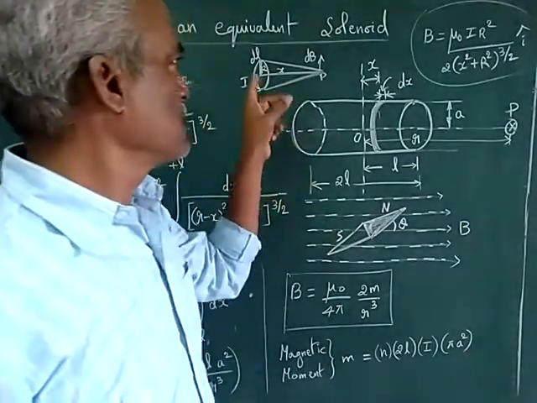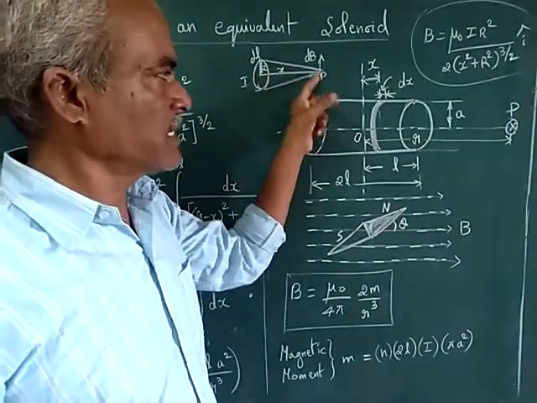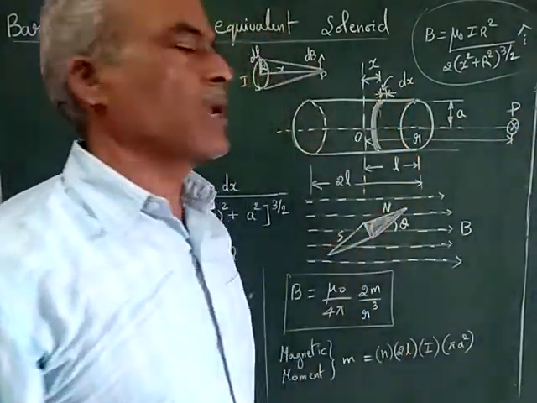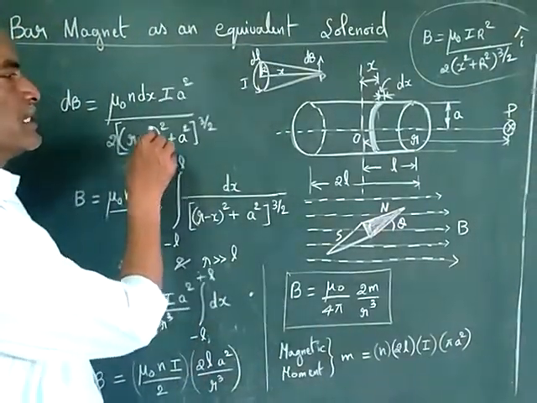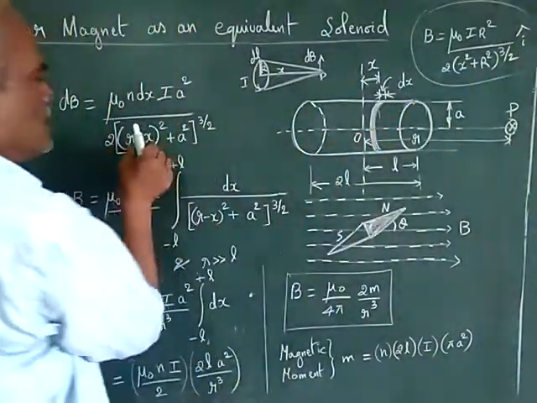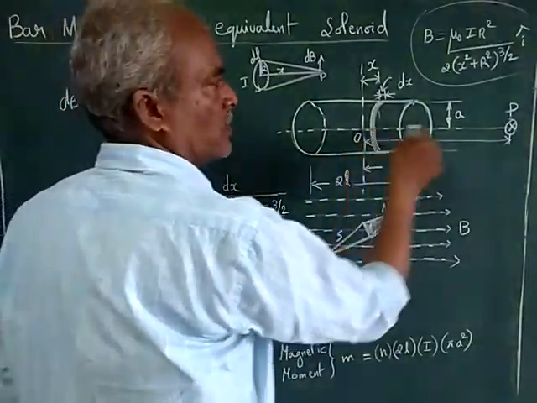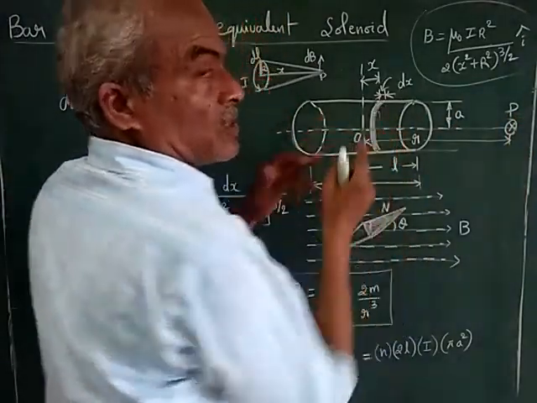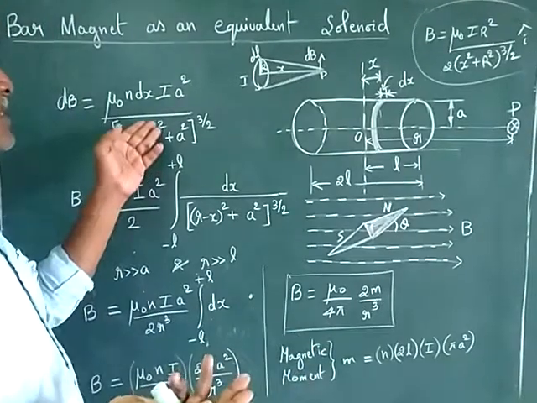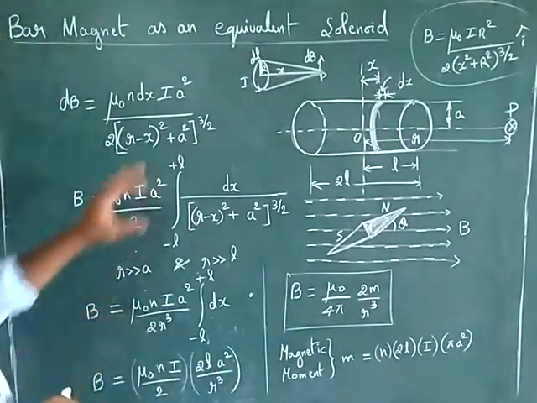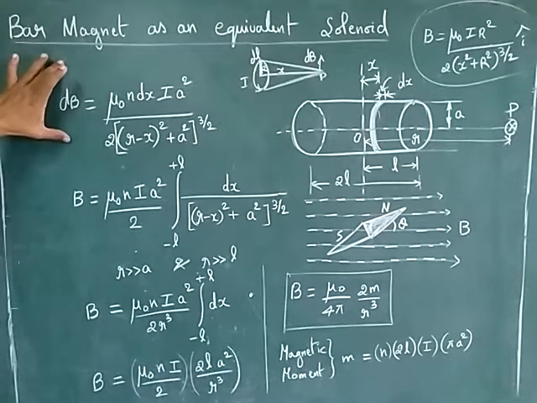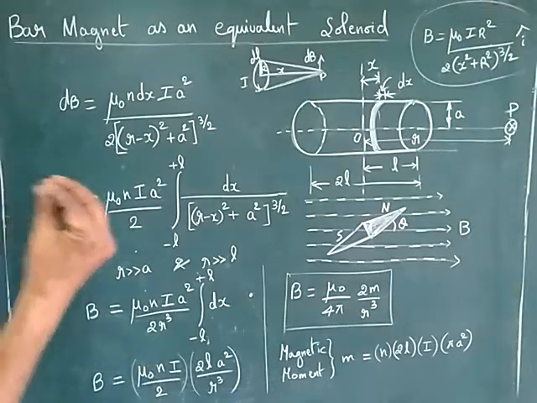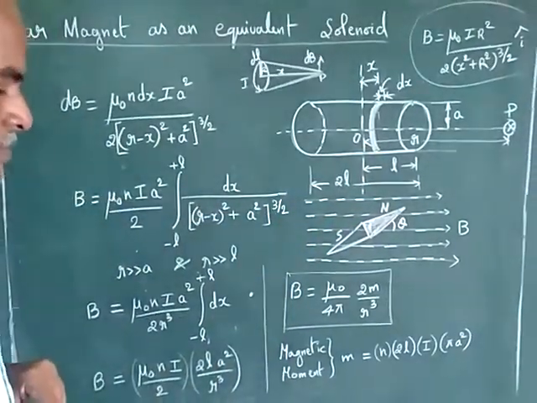The distance from our center to here is x. From here to here it is r, and this distance is x, therefore r minus x. So we have r minus x the whole square, because earlier we had x square. We are dealing from this point to this point, so this distance is r, this distance is x, therefore r minus x. So r minus x the whole square plus a square whole power 3 by 2. That is how we got this small magnetic flux density, because of these very few turns.